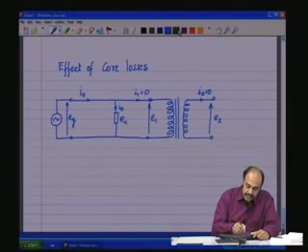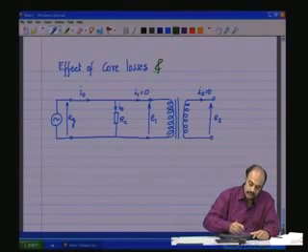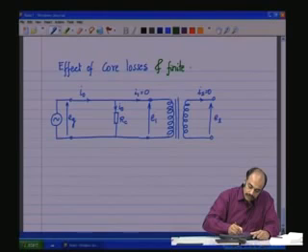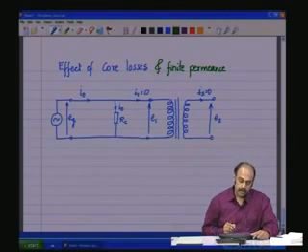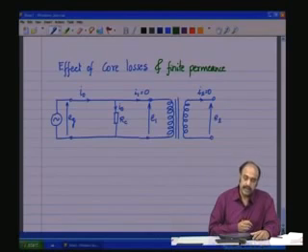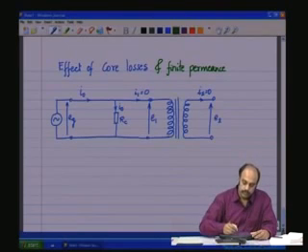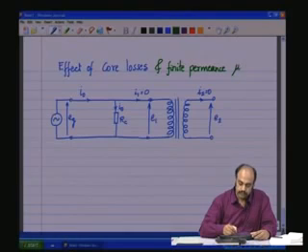Now additionally, let us also introduce the finite permeance non-ideality, or finite permeability non-ideality, which means mu is finite.